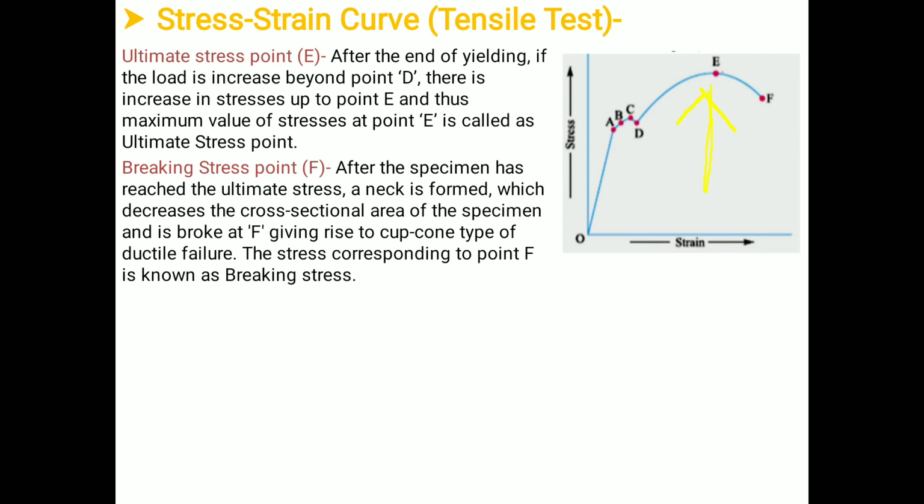After the specimen has reached the ultimate stress, a neck is formed, which decreases the cross-sectional area of the specimen. And as there is decrement in the cross-sectional area of the specimen, that particular specimen breaks into two parts. After failure, it gives a cup and cone type of ductile failure. Remember that after failure of the ductile material, it always gives the cup and cone type of ductile failure.